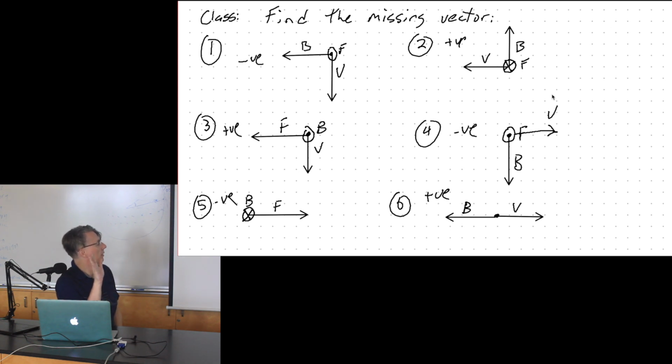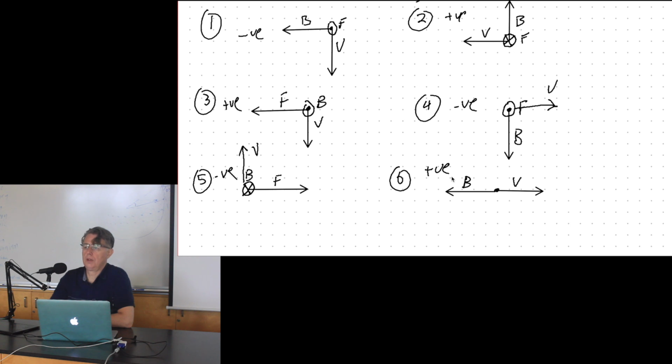Then for number 5, okay, the force on a negative charge, the knuckles are to your right. The fingers go into the page, so the velocity is up. Very good. So the velocity is that way. Yes. Now, as for number 6, there is no direction implied because the force is 0.